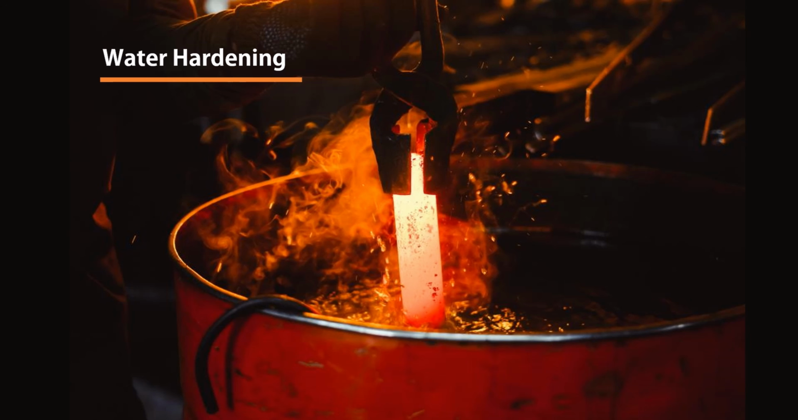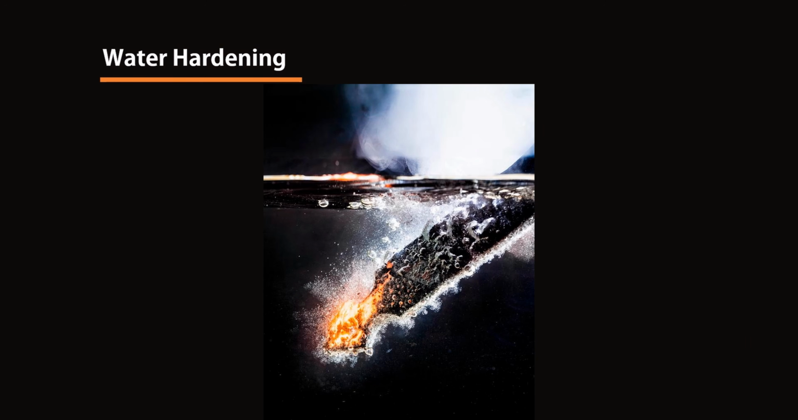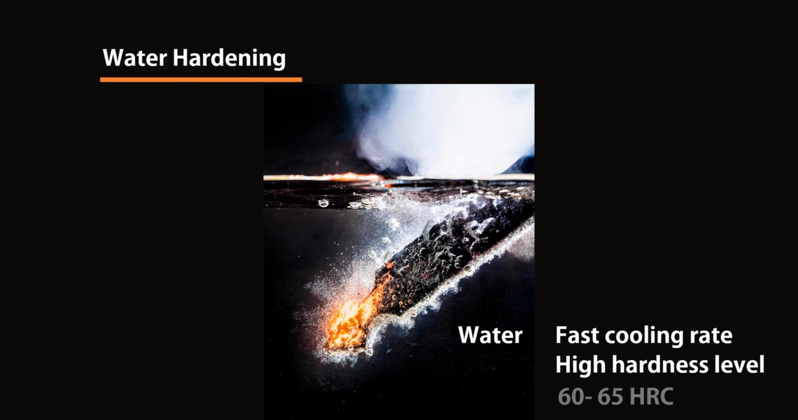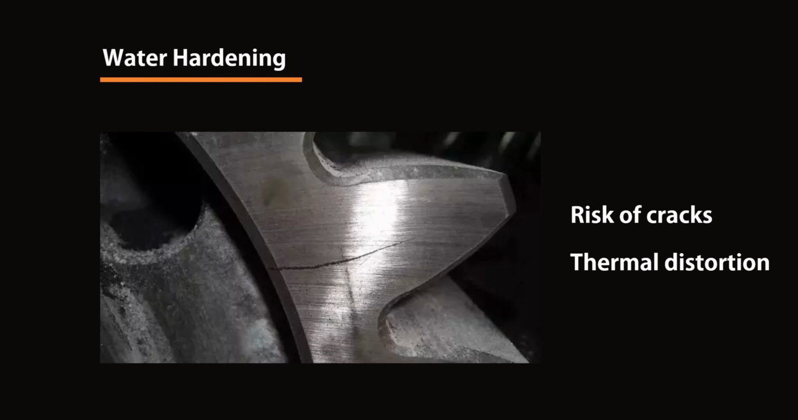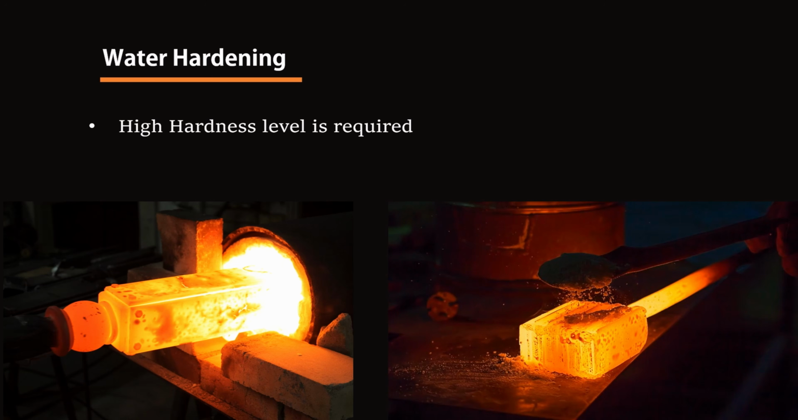In water quenching, the metal is rapidly cooled in water, providing a very fast cooling rate and achieving a high hardness level, typically around 60 to 65 HRC with high carbon steel alloy. However, the rapid cooling rate also introduces a high risk of cracking and distortion due to thermal stress. So water quenching is suitable where high hardness is required and distortion is less critical, such as agricultural tools, hammers, and other simple components.